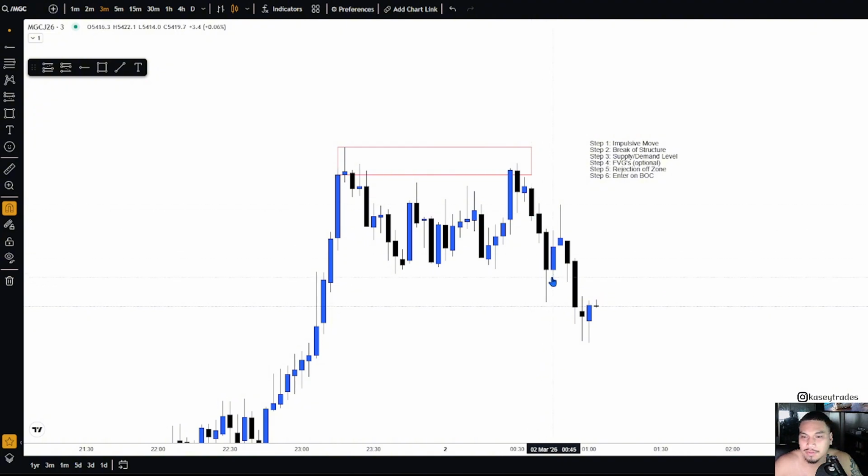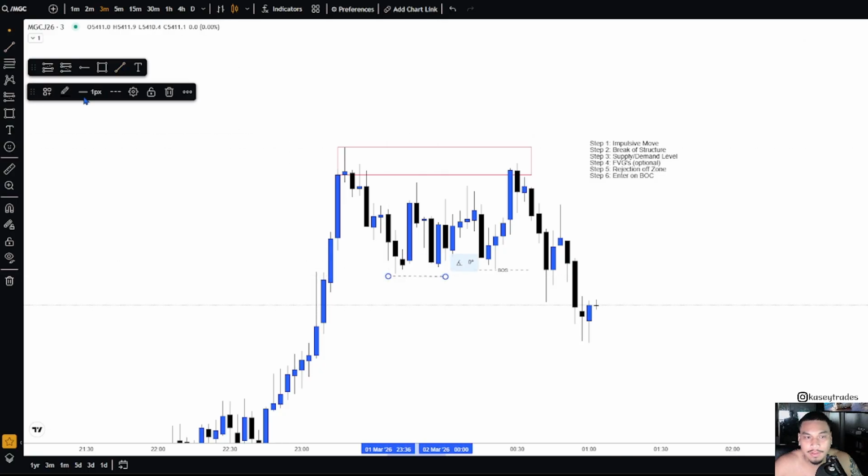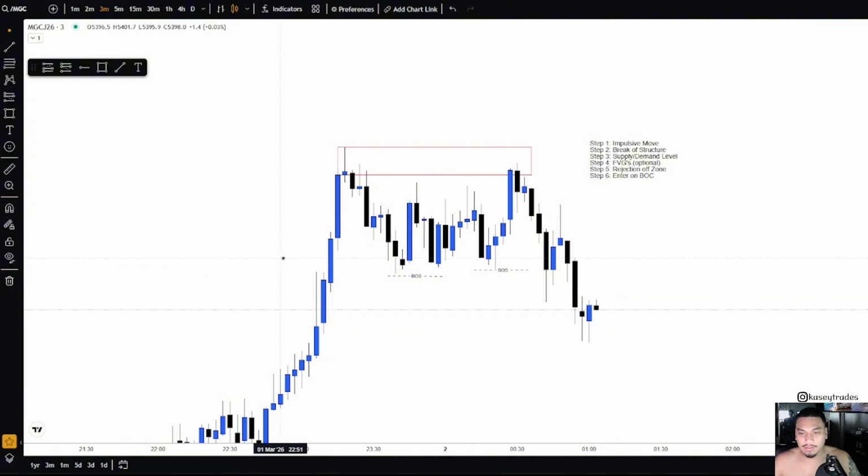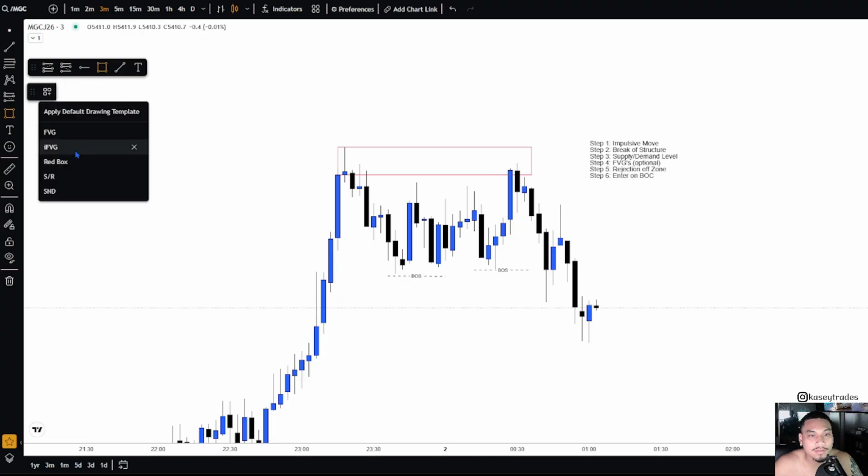We see the impulsive move. Step 2 is a break of structure. We can see that right here. We can also see it break the low right here. So now that we have step 2 out of the way, I'm like, okay, step 3, locating our supply and demand.